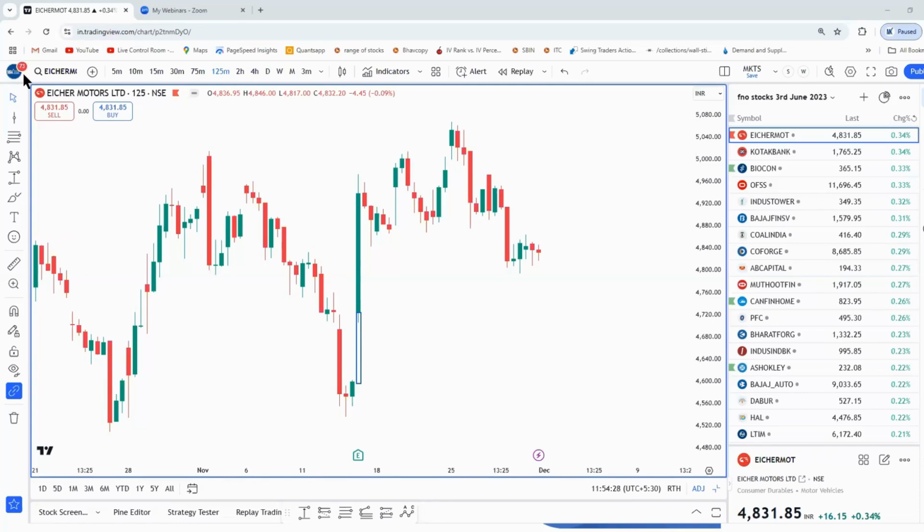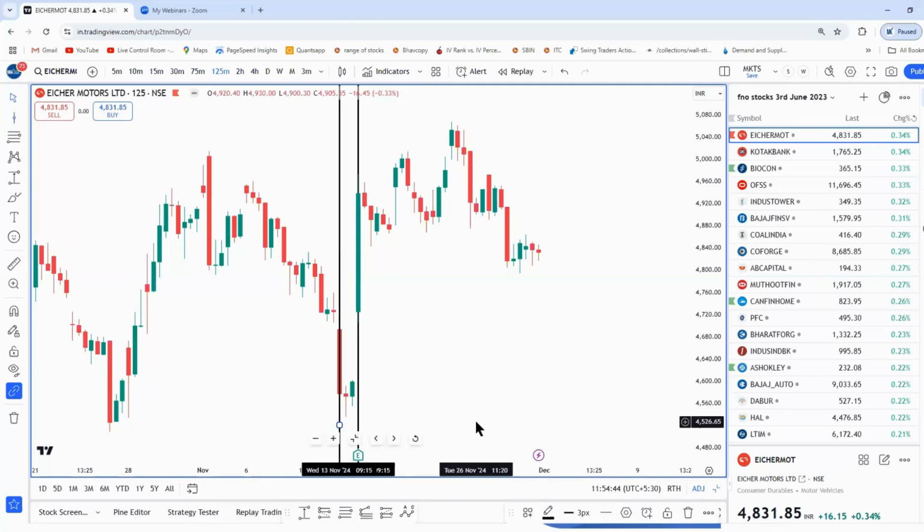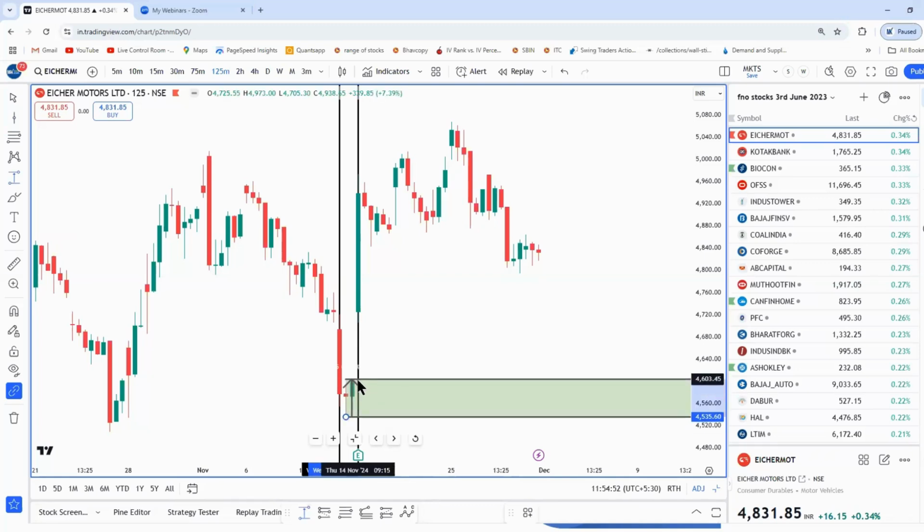So over here, let me mark the leg in and the leg outs. So this candle will form the leg out, base candle, leg in. DBR, drop base rally formation. The lowest point to the highest point of the base.